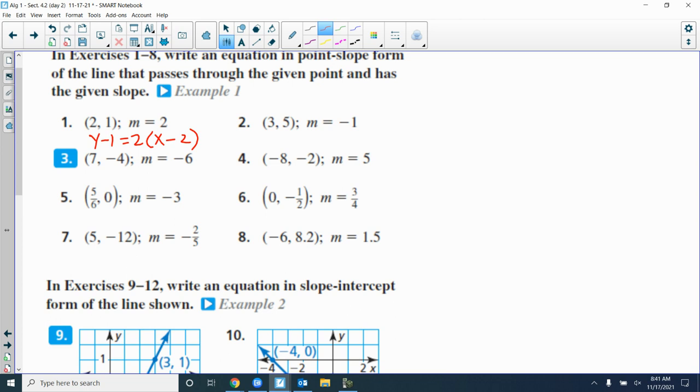Maya, help me out with 3. Y minus 4. Careful, it'd be minus a -4, so it would turn to +4. Do you see why? Yeah, it's opposite. That equals -6, parentheses x minus 7. Yes, ma'am. Remember, the slope doesn't change sign. It stays whatever it is, plus or minus. Okay, now.